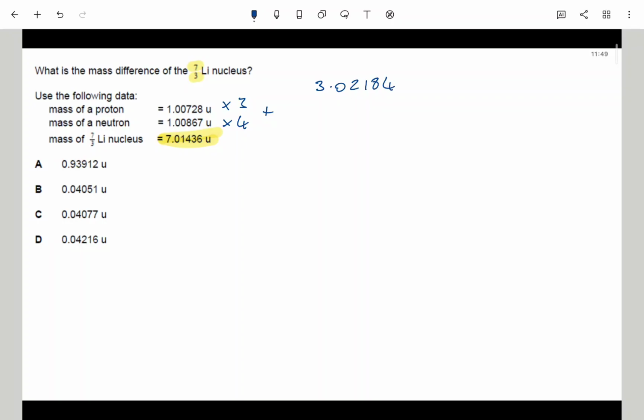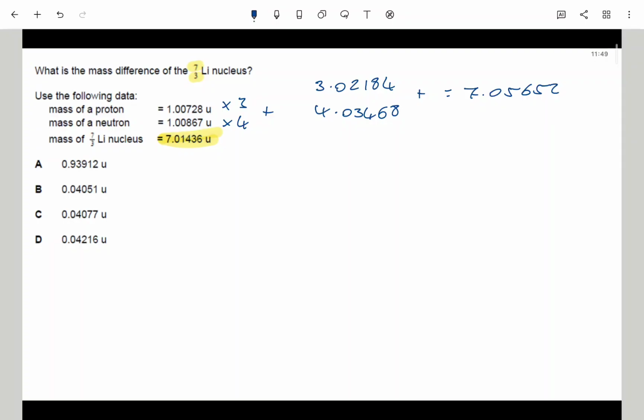So the total mass of the protons is 3.02184, and the total mass of the neutrons, you should get 4.03468. If you add them together, 3.02184 plus the 4.03468, you'll get 7.05652.